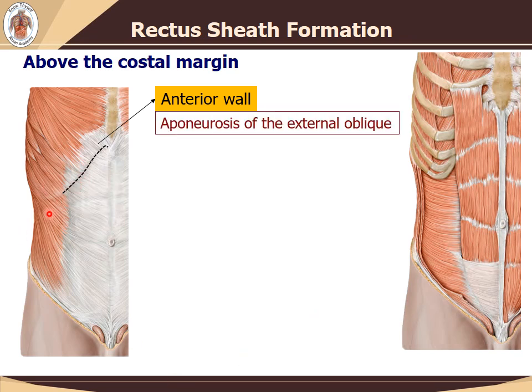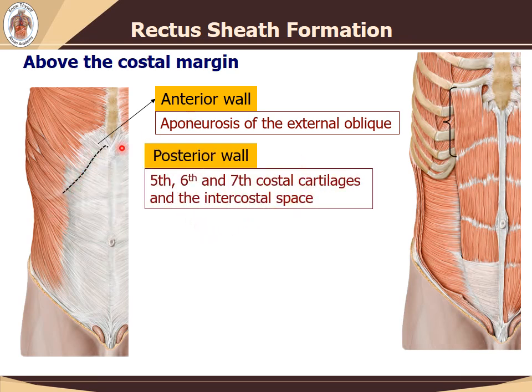Let us discuss. So above the level, it has an anterior layer that is formed by the aponeurosis of the external oblique muscle. As we know, the middle layer and the internal layer, this is internal oblique and transversus abdominis, remain attached to this margin, so they cannot continue. So this rectus muscle lies directly on this. You can see these costal cartilages and intercostal spaces. So the rectus muscle is on this. There is no sheath above the costal margin.